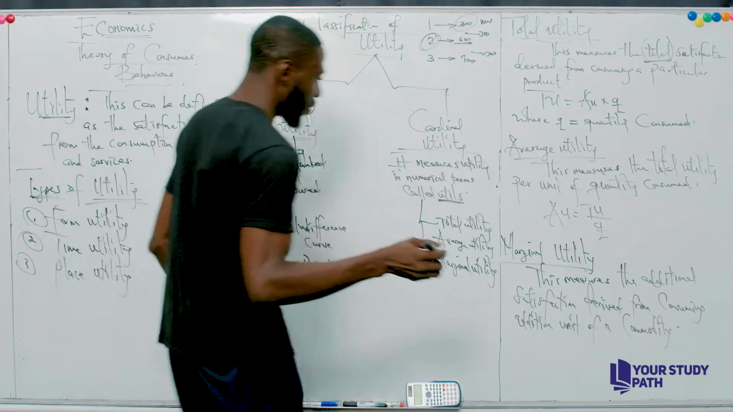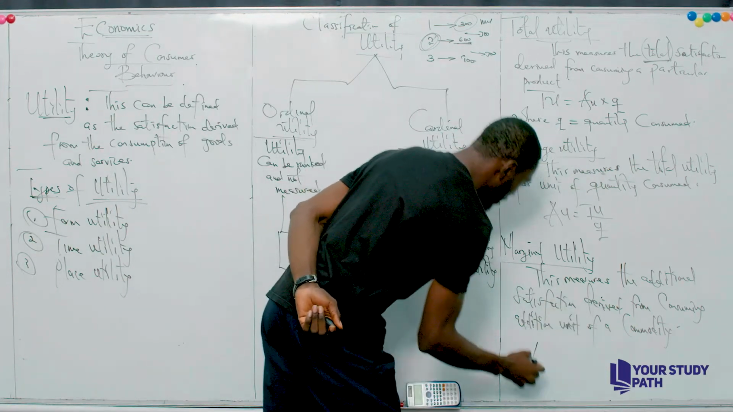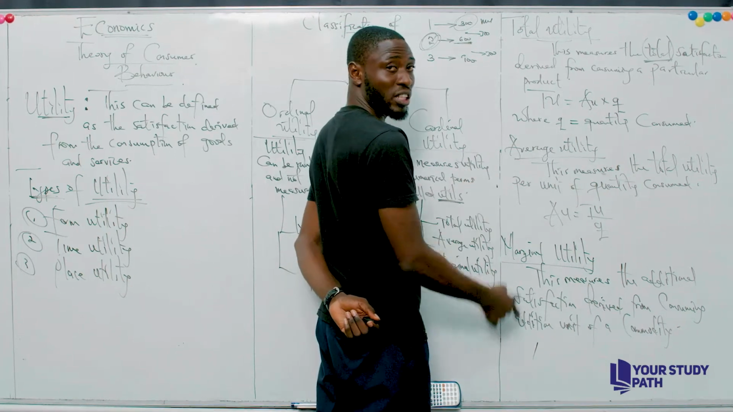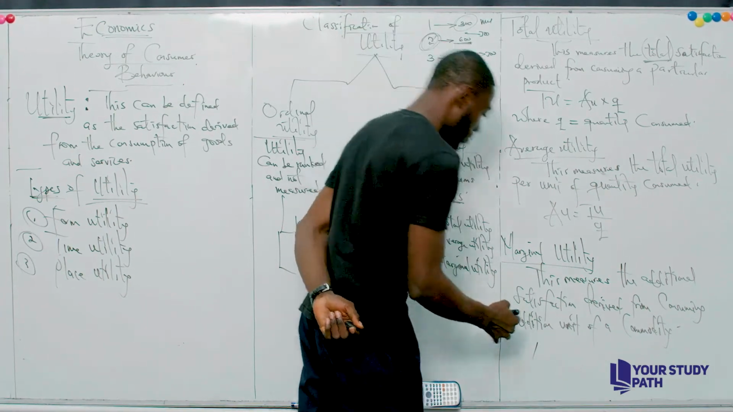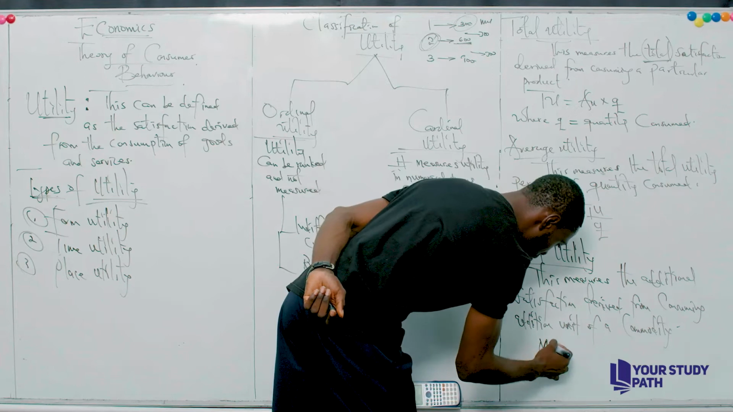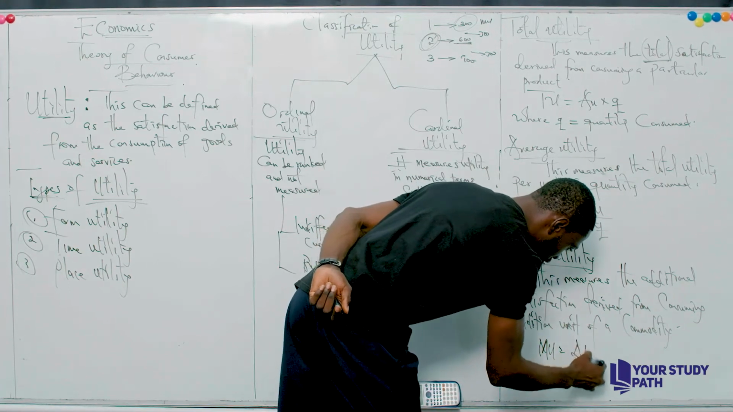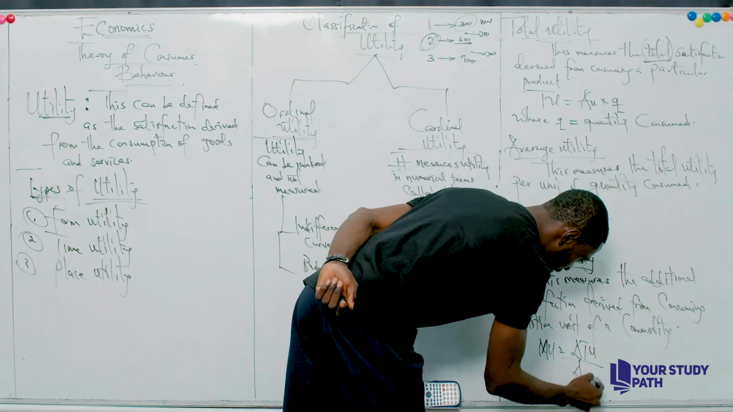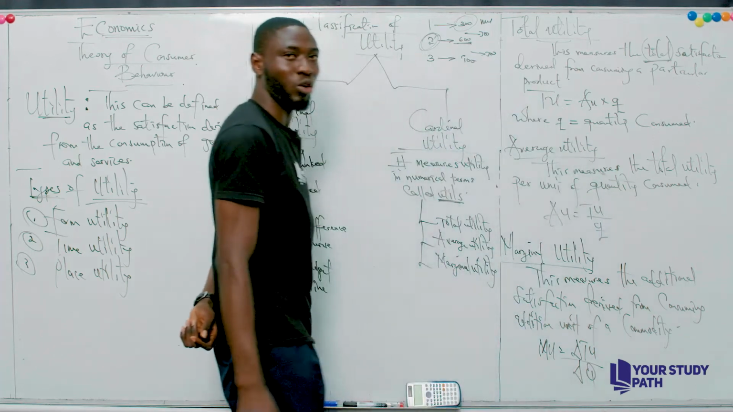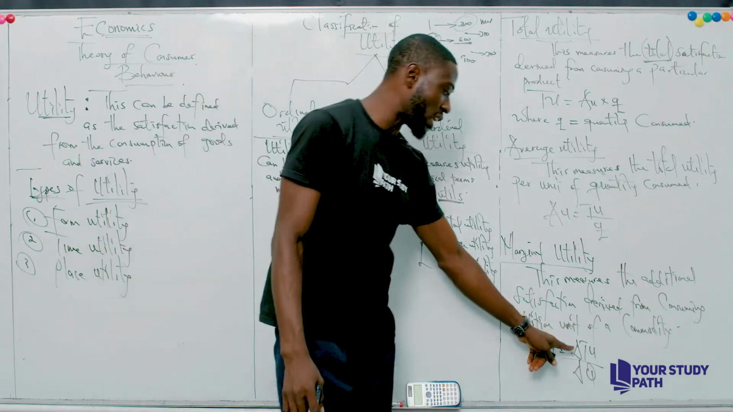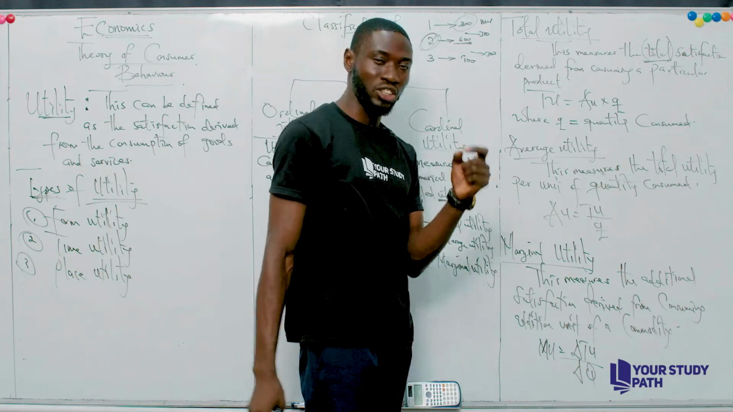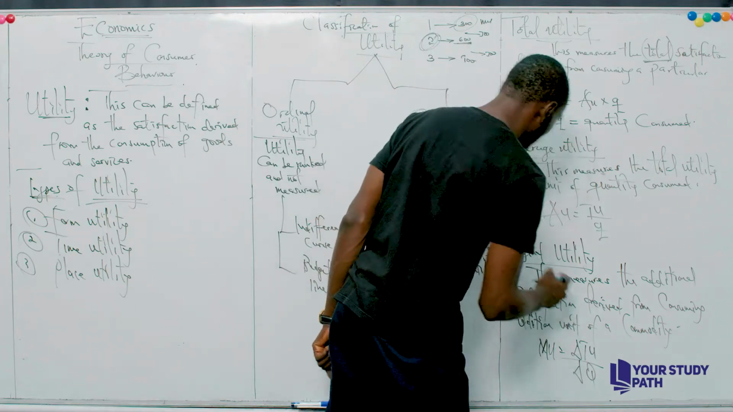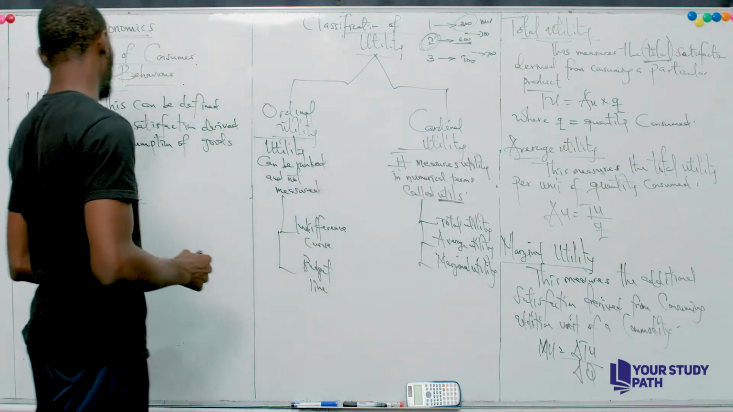So the formula for marginal utility, if this is AU, definitely we can call this MU. So my MU will be equal to change in TU divided by change in quantity consumed, where this triangle sign I have here signifies change. All right.